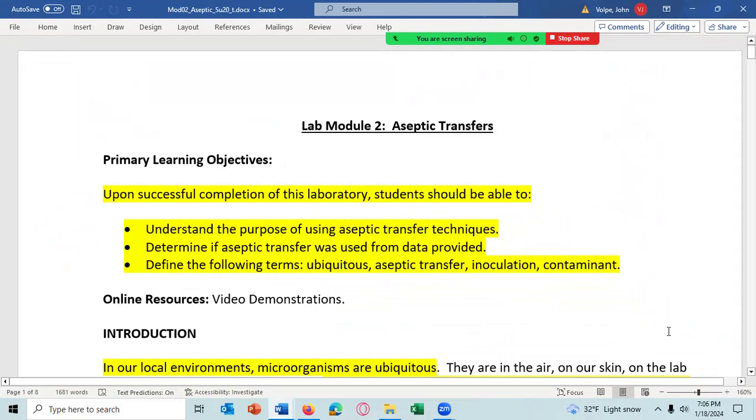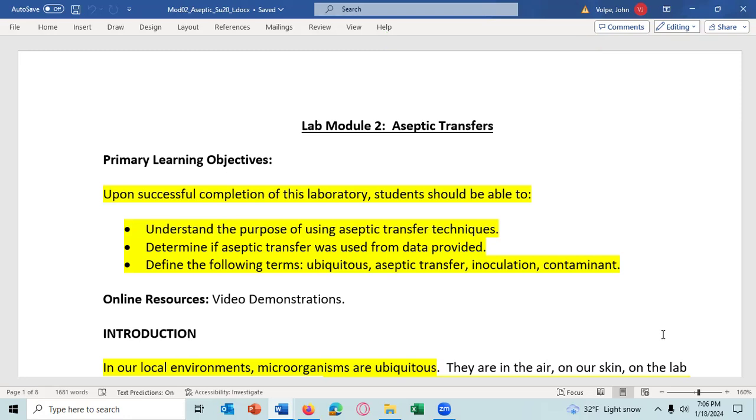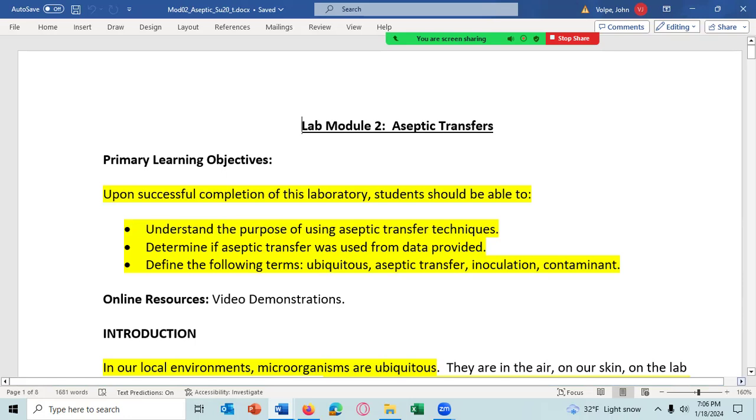Upon completion of this lab, you should be able to, one, understand the purpose of using aseptic transfer techniques, two, be able to determine if aseptic transfer was used from the data provided, and three, be able to define the following terms: ubiquitous, aseptic transfer, inoculation, and a contaminant.